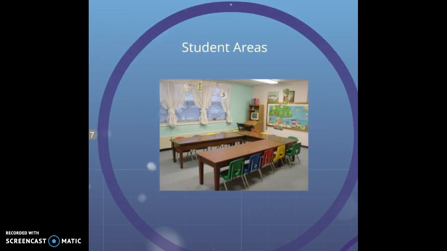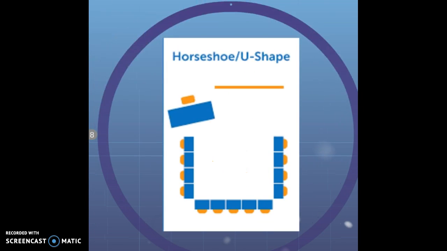Okay, so next is the student areas. So I'm going to talk about the desks. I prefer the desks to be in this arrangement, and it's actually called the horseshoe or U-shape. I prefer this because I want every student to be able to see the front of the room. One thing I don't like about this particular diagram is I don't like where the teacher's desk is, but I'll get to that later.